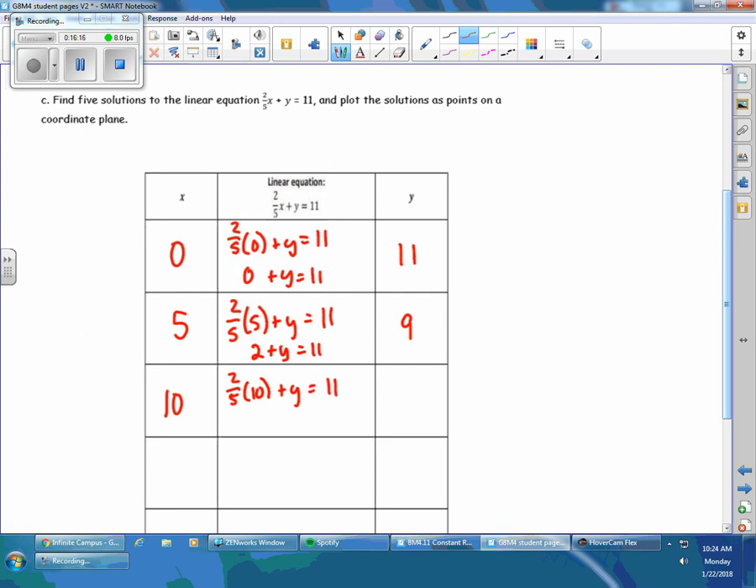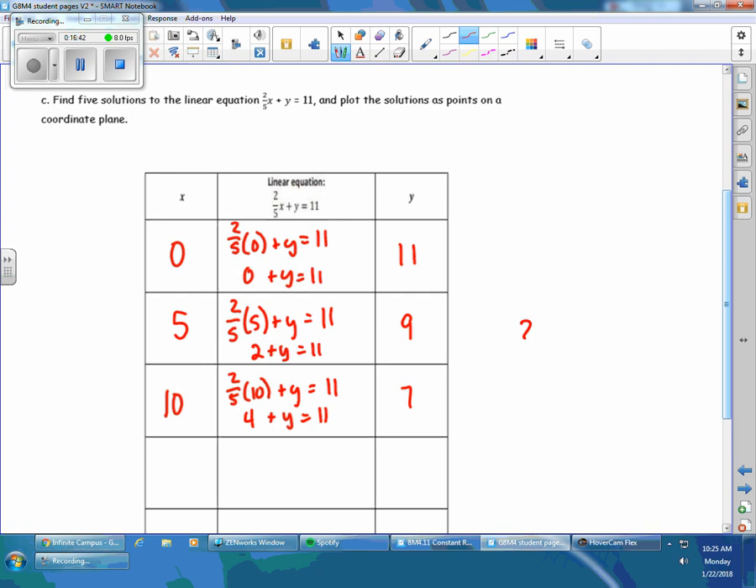So 2/5 of 10, 2 times 10, well, actually 10/5 can be reduced to 2. So 2 times 2 is going to be 4. I'll show you what I mean in just a second. Subtract 4 from both sides. And this is going to be 7.